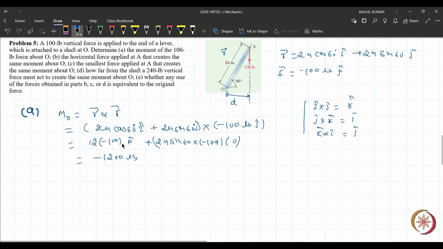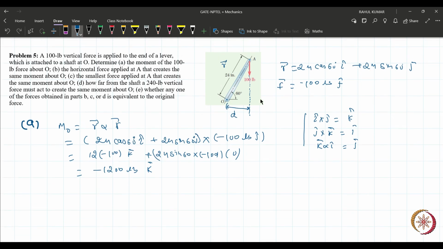No, it's correct. Actually, what is the advantage of using this method? Can you tell me? Sir, we get the direction as well. Yes, actually we are getting the direction. That is the advantage. Am I doing anything wrong here? If I put the origin here, 24 cos 60, everything is correct, right? Yes, sir, everything is correct.